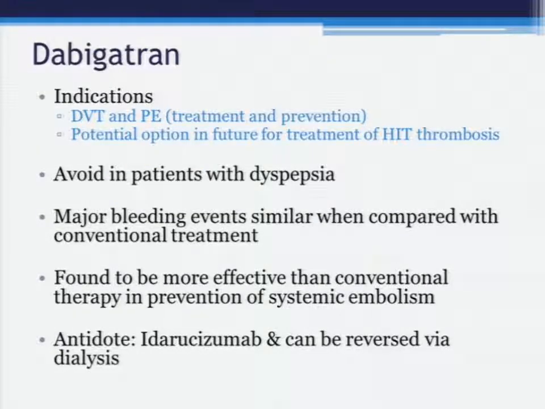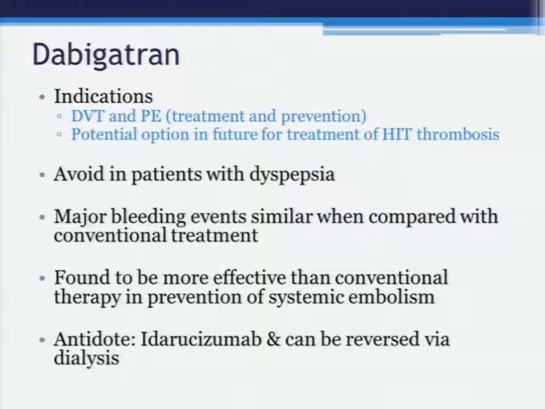Now, dabigatran, or Pradaxa. It is FDA approved for DVT and PE, both treatment and prevention. And it's a potential option in the future for treatment of hip thrombosis, although that is not FDA approved. I just put that in there because maybe next year we'll be talking about that. But patients who have any kind of GERD or heartburn-like symptoms probably will not tolerate dabigatran. That was its number one adverse effect, that it worsened people's GERD. It has a tartaric acid core, so it's poorly tolerated in people with dyspepsia or GERD.